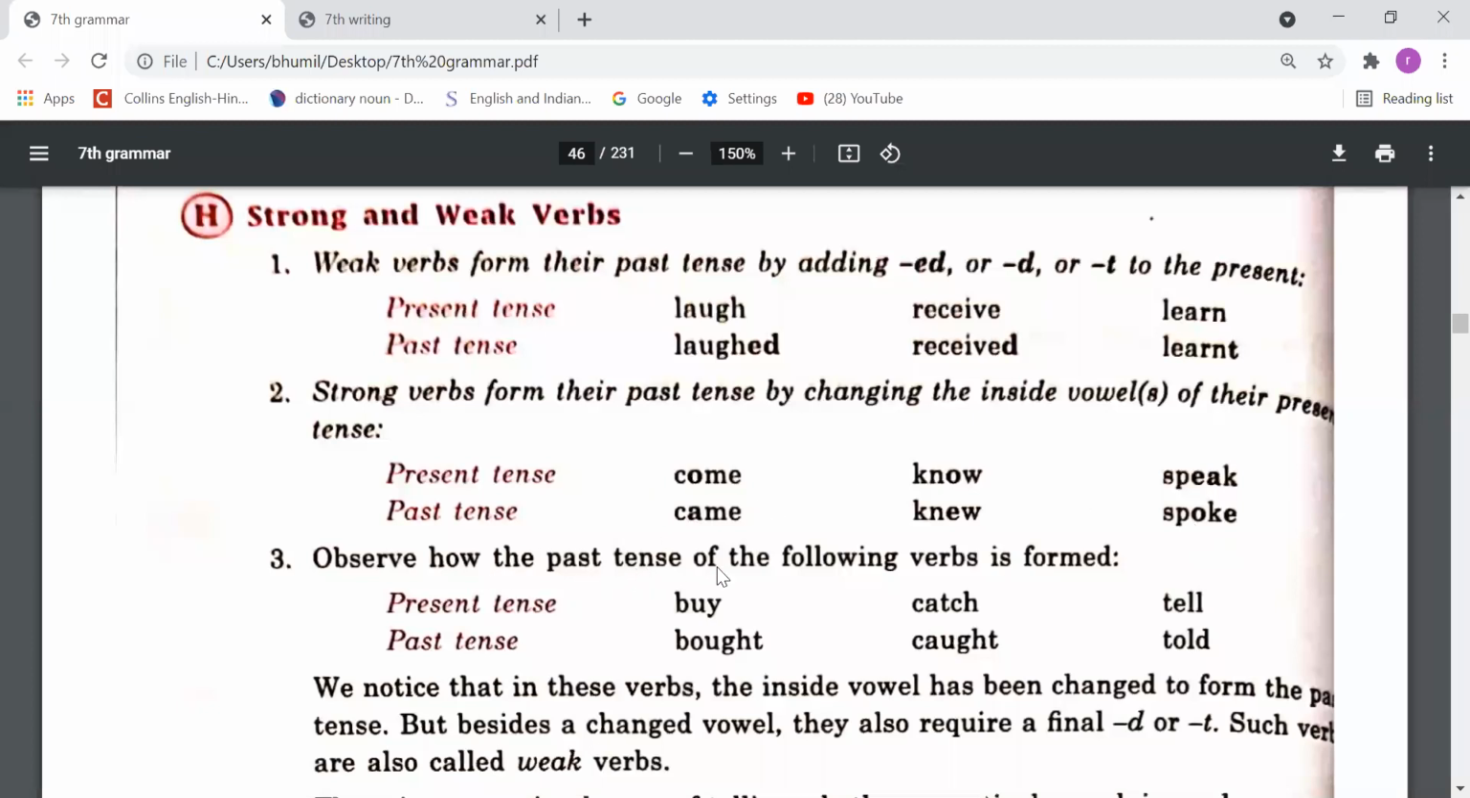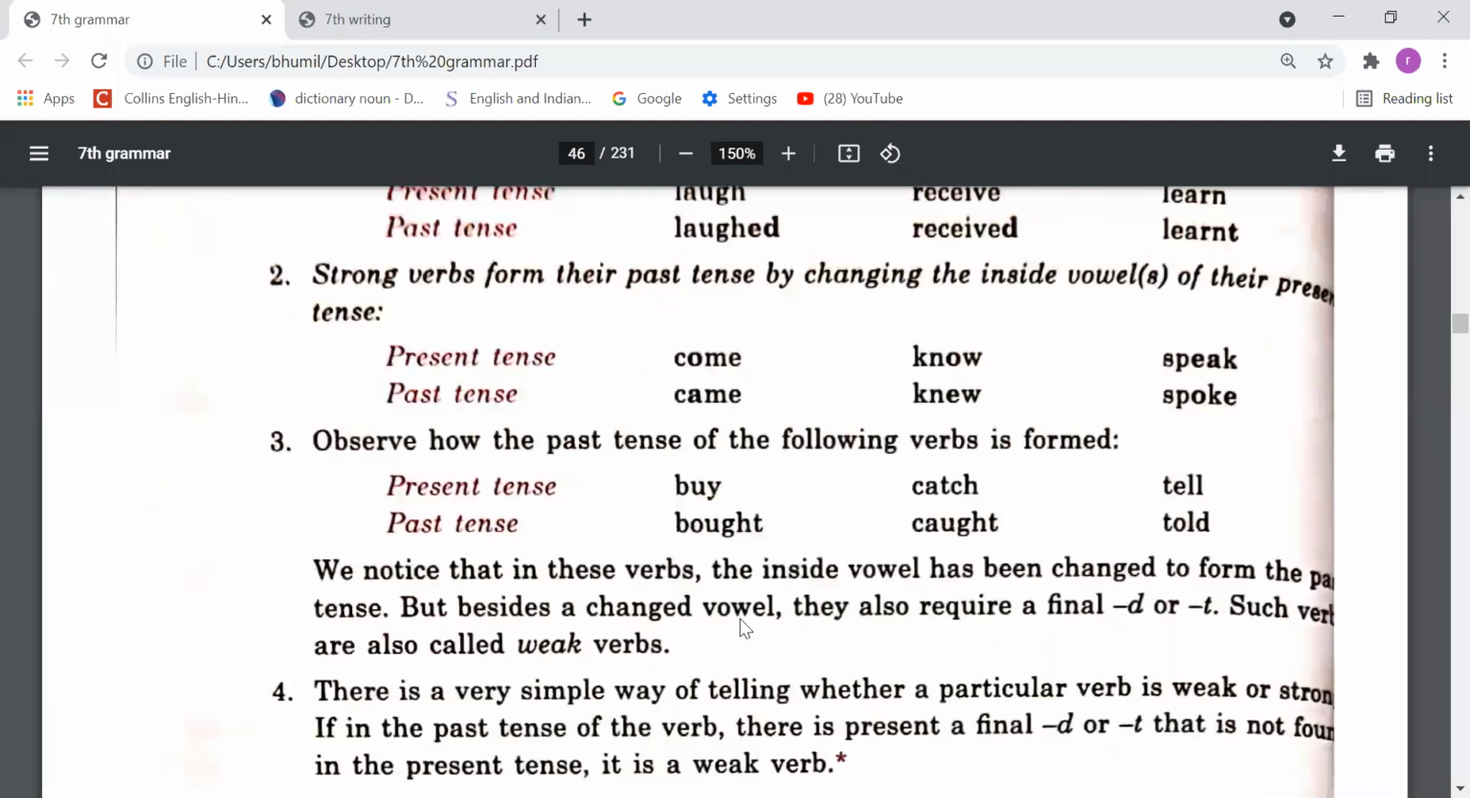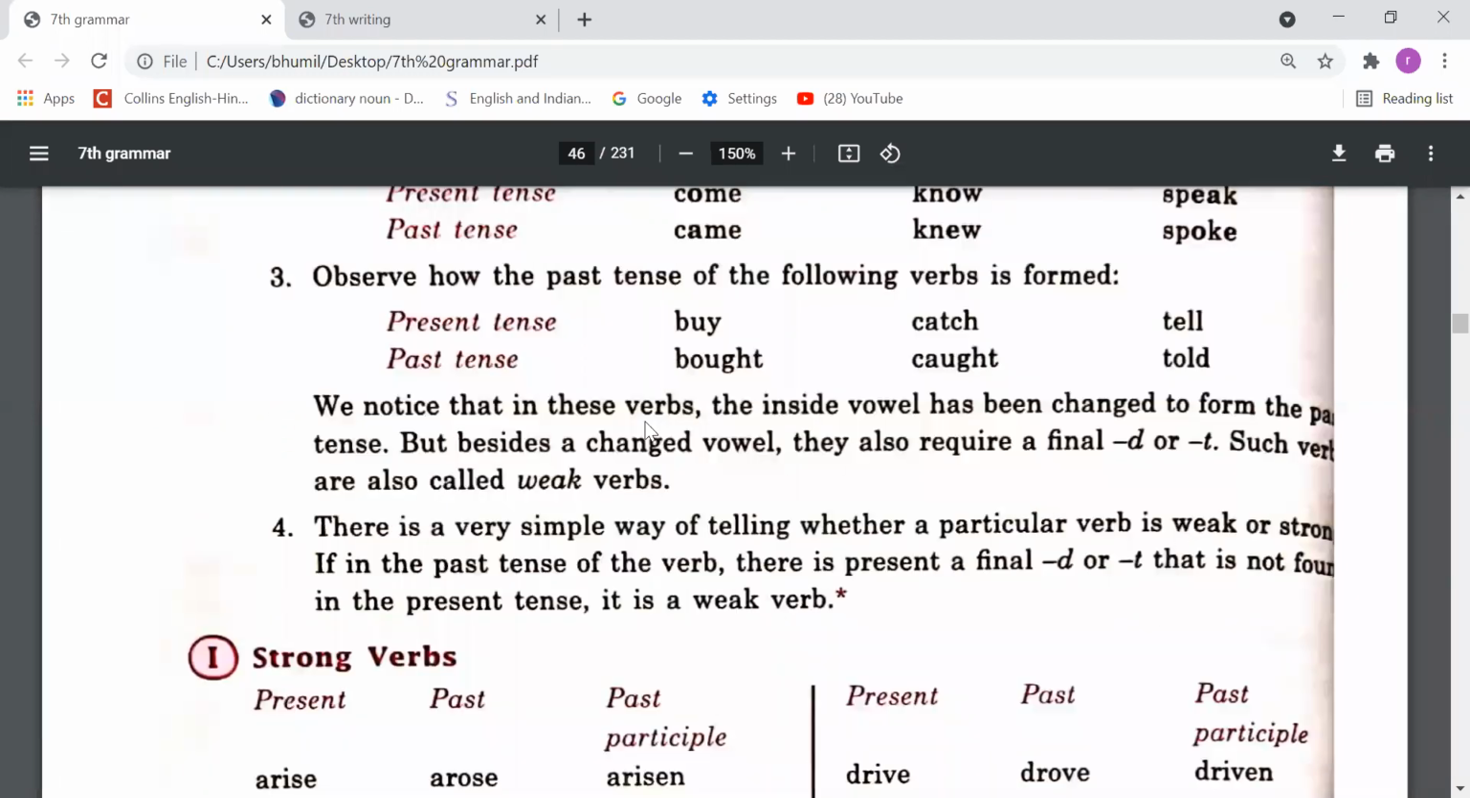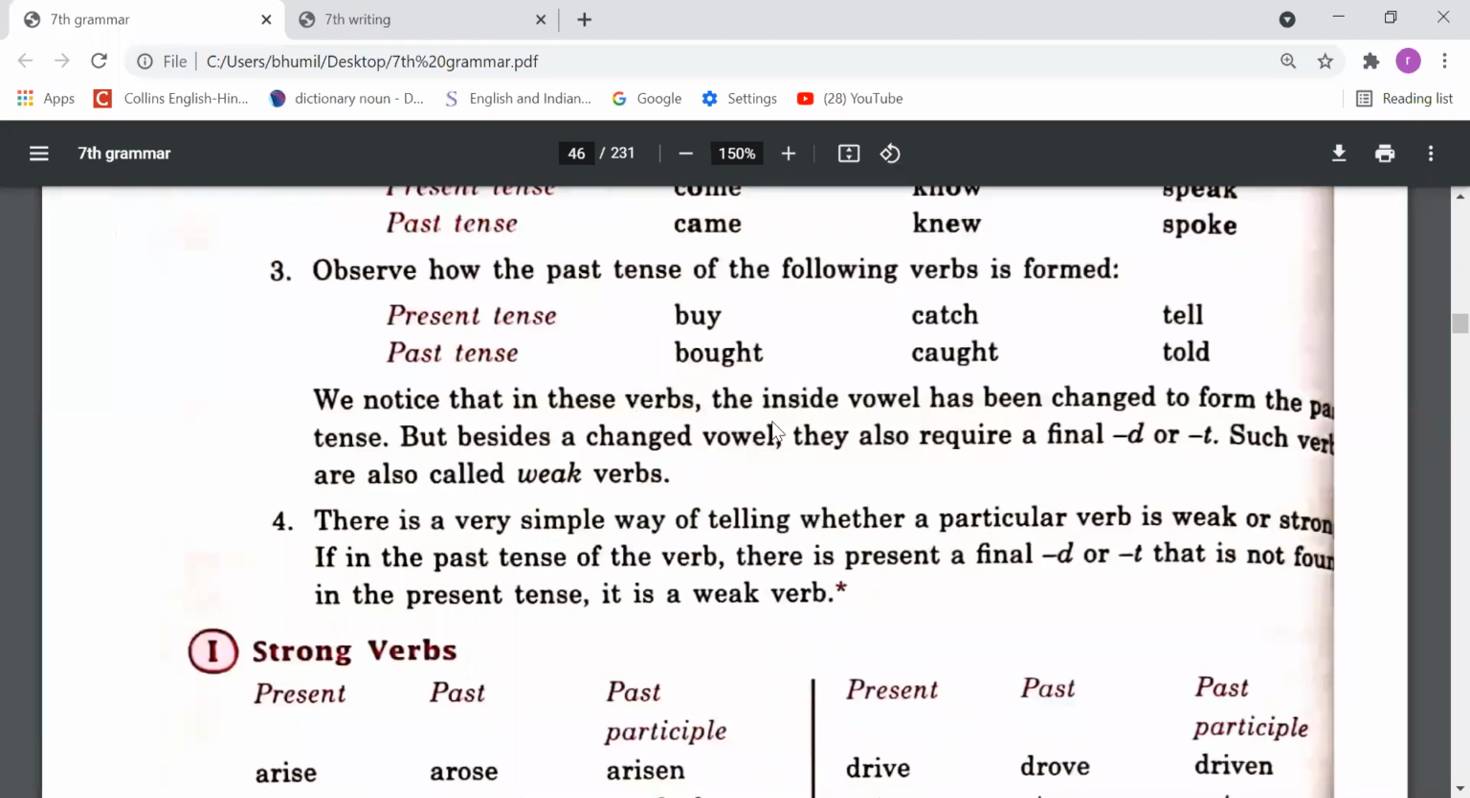Observe how the past tense of the following verbs is formed. And some verbs we have to change completely, like buy, bought. You can see in buy three letters are there, but in the second form six letters are there, b-o-u-g-h-t. Catch, caught; tell, told. So completely we have to change the verb in the second and third form. We notice that in these verbs the single vowel has been changed to form the tense, but besides a changed vowel, they also require a final d or t. Such verbs are called weak verbs.